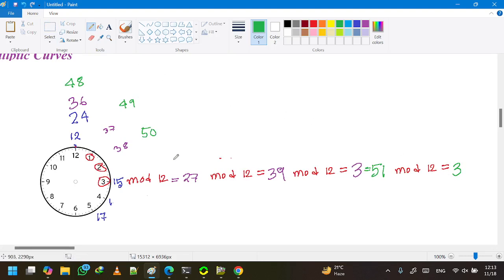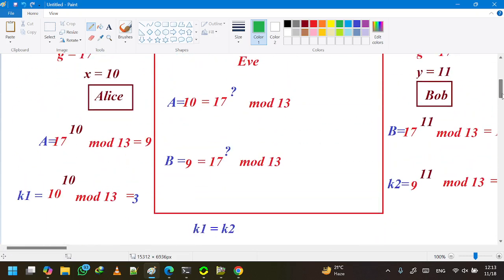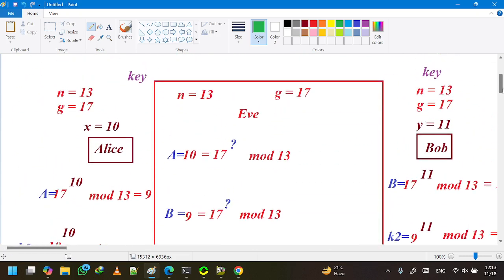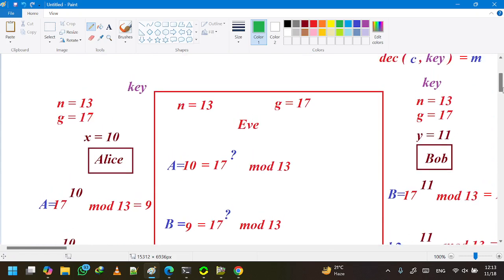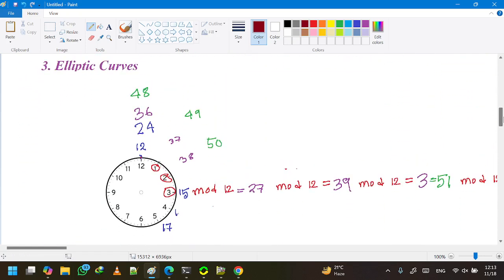Now let us think about what happened in the Diffie-Hellman key exchange. So we created something like g to the power x mod n. So what did we do? We did this operation. This was g. 17 was g. Then this thing was x. So we got g to the power x. Then once again we have mod. 13 was called n. So g to the power x mod n. So we do this kind of operation over here.